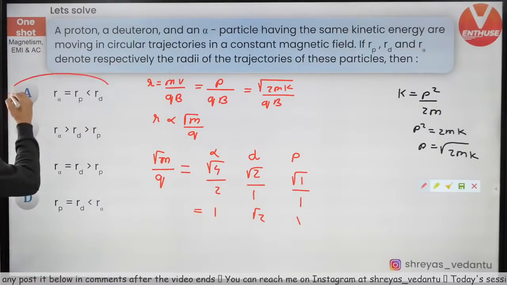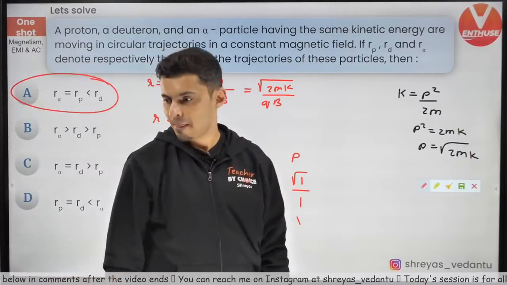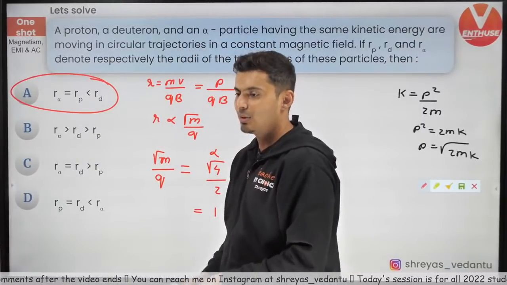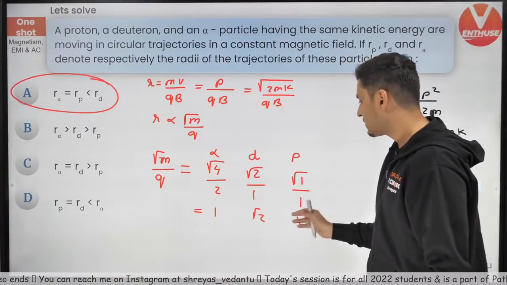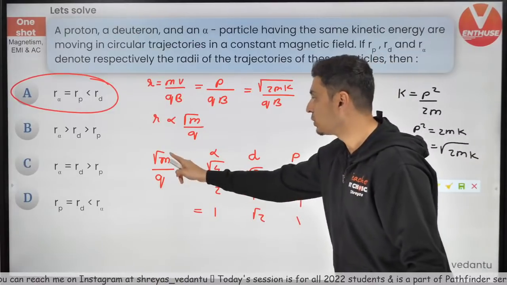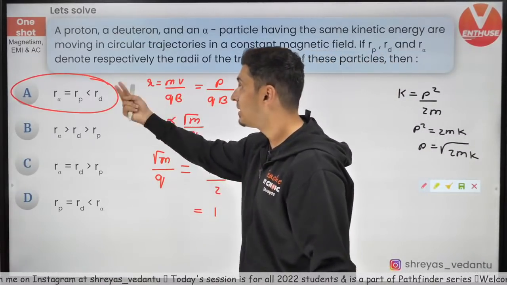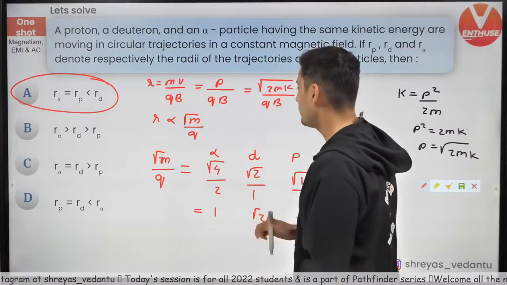Yes, I think option A. You can see that. Did you now see it? Perfect. So for alpha it is 1, proton is also 1, deuteron is root 2, this ratio. So the radius will be more. Very good, very good.